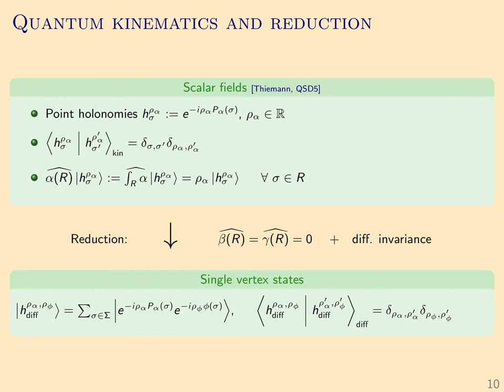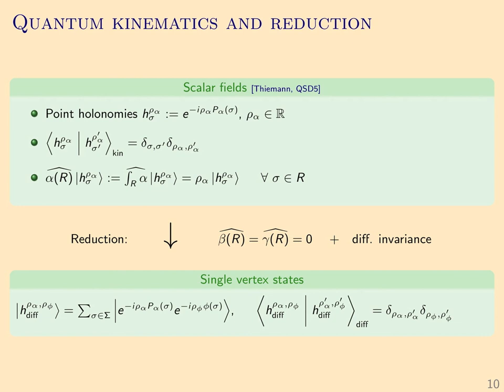So from this, you construct your kinematical scalar product. If you have two very simple quantum states, which just correspond to a single point holonomy, then their kinematical scalar product is given by two Kronecker deltas. First, a Kronecker delta in the spatial point where they are constructed, and then a Kronecker delta in the representation labels. So this is very similar to the SU(2) scalar product, where you have a delta in the curve along which you integrate and a delta in the j's.